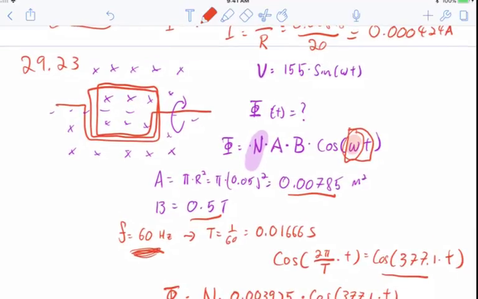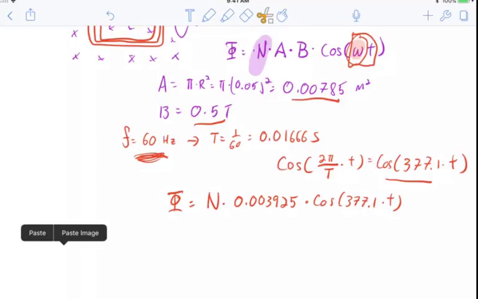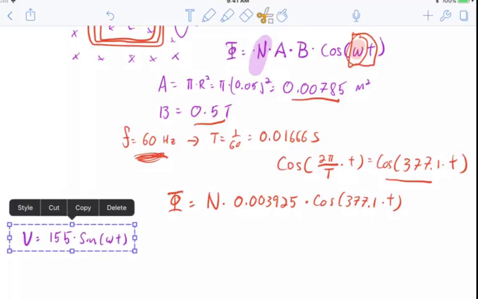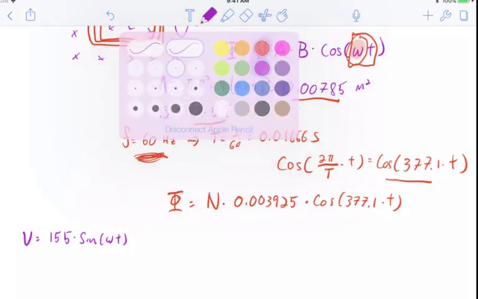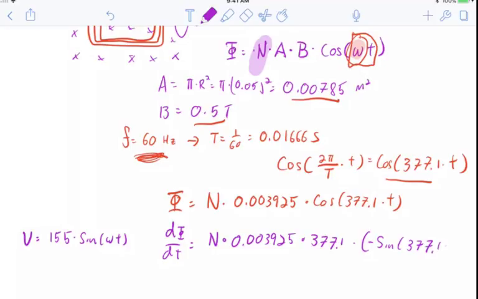And the thing is, I've already been given the answer, what the answer should look like. So I know that the voltage through this thing has to be that. So I can take the time derivative of phi, and that gives me n times 0.003925 times 377.1 times minus sine 377.1 times t. So we want all of this number to match that number.